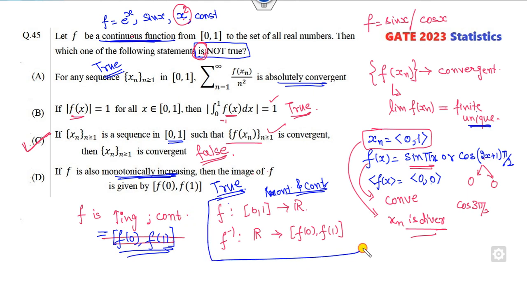Remember, this is the result. This is the shortcut trick for you. When f is monotonic and continuous, then the inverse image is defined and it goes to this. So remember, this is all for the closed interval. So this is my correct statement, but we need a false statement. So the right answer is only C.